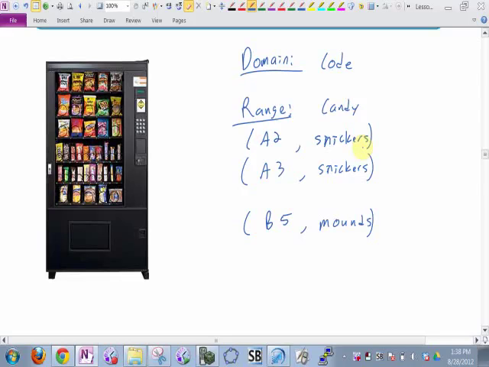Clearly this vending machine here does not have an inverse that is a function, right? Because of that double mapping. So that is still something you want to be aware of. Yes, this is a function, but its inverse would not be a function because of this. But we'll focus on that later this week when we talk about inverse functions.